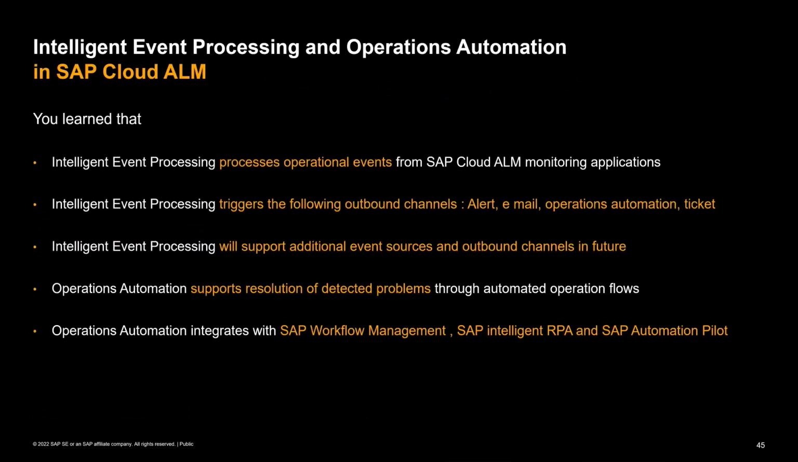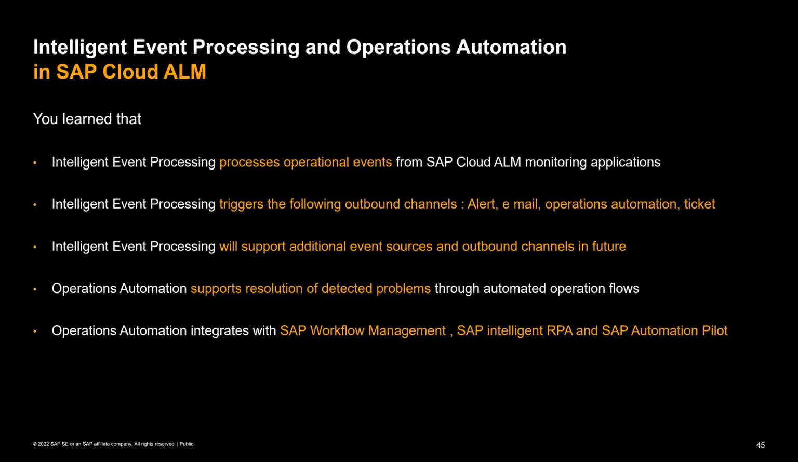What did we learn? Intelligent event processing processes operational events from SAP Cloud ALM monitoring applications. Intelligent event processing triggers outbound channels: alert, email, operations automation, and ticket. And it will support additional event sources and outbound channels in the future.